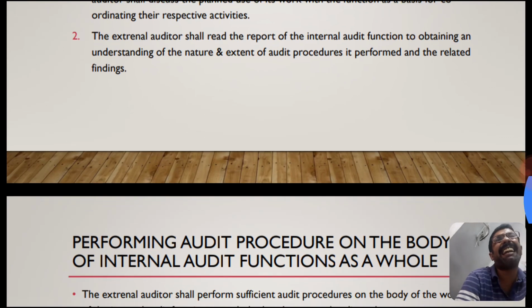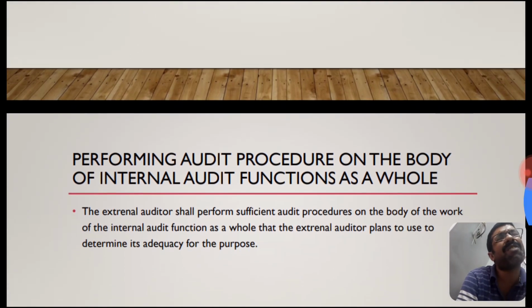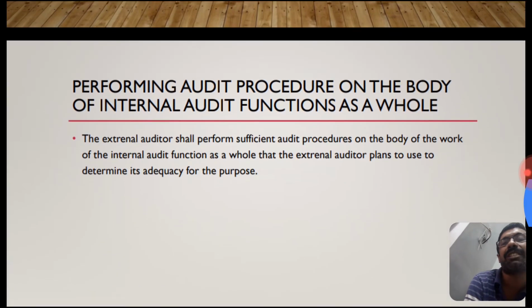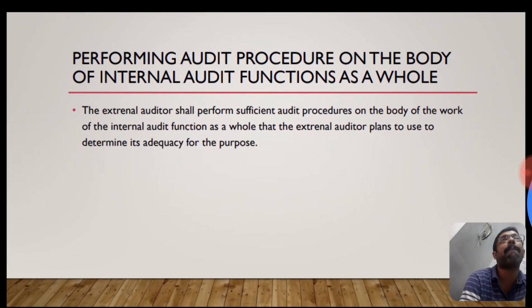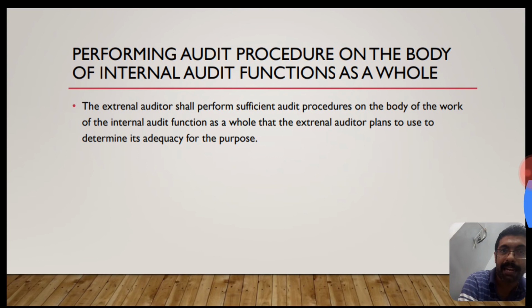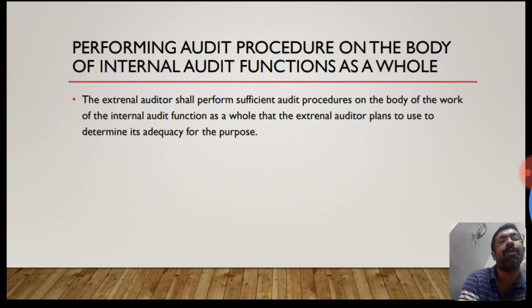We are using the work of the internal audit function. So what is the work performed? The auditor has to check substantive audit procedure, a validity check. He has to apply audit procedure to ensure that the work performed by the internal audit function is adequate for the external auditor's functions.